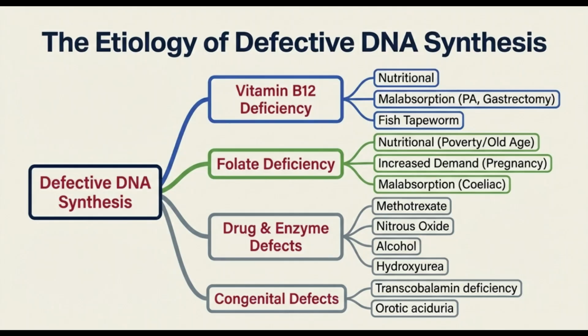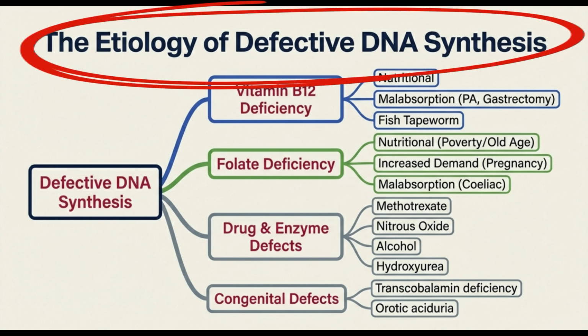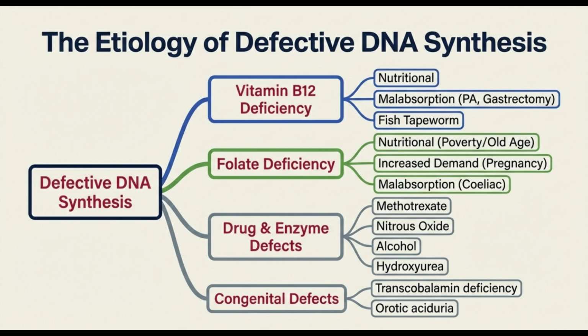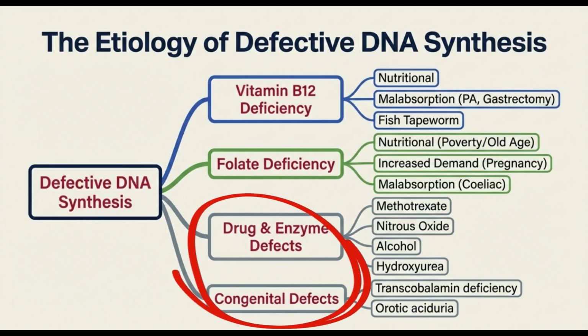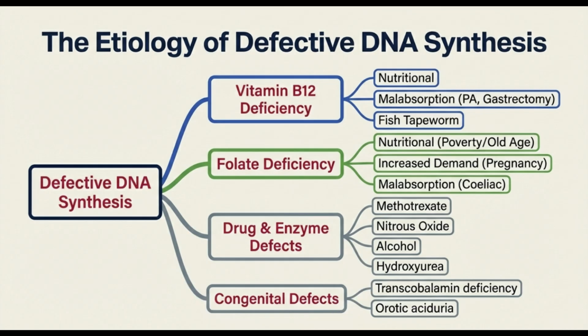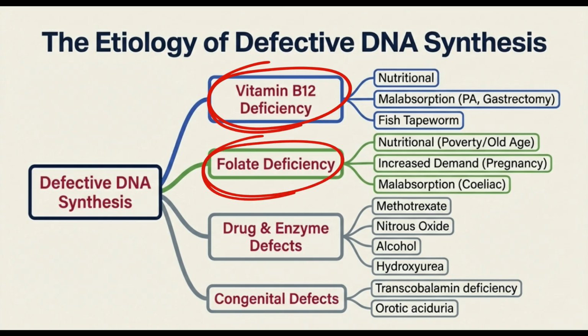Okay, so we've got the what down, but now for the why. Why does this happen? Let's start unraveling the etiology, the root causes behind that defective DNA synthesis. As you can see from this map, there are a few potential culprits. The defect in DNA synthesis can be something you're born with, a congenital issue, or it can be caused by certain drugs. But, and this is the important part, far and away the most common causes are nutritional. It almost always comes down to a deficiency in one of two things, vitamin B12 or folate. And those two are going to be our main focus for the rest of this explainer.